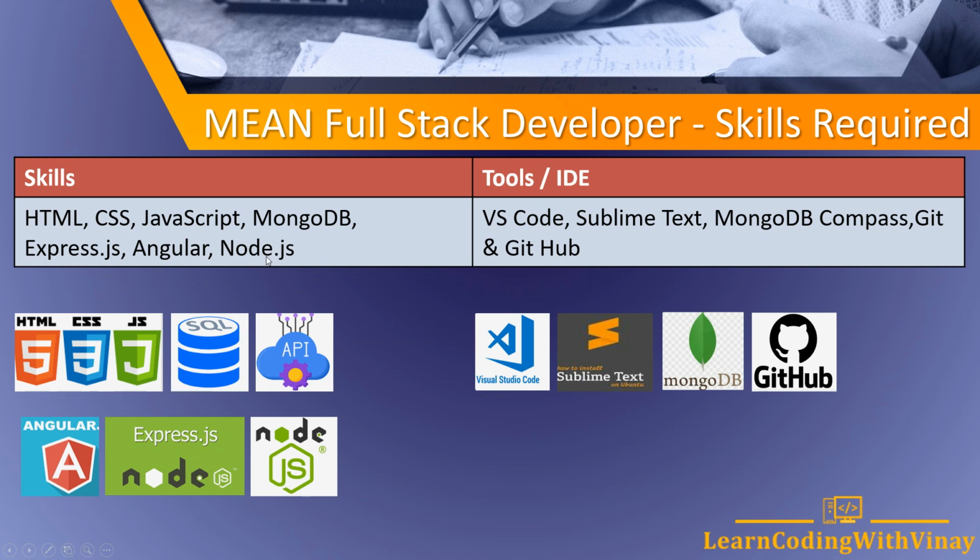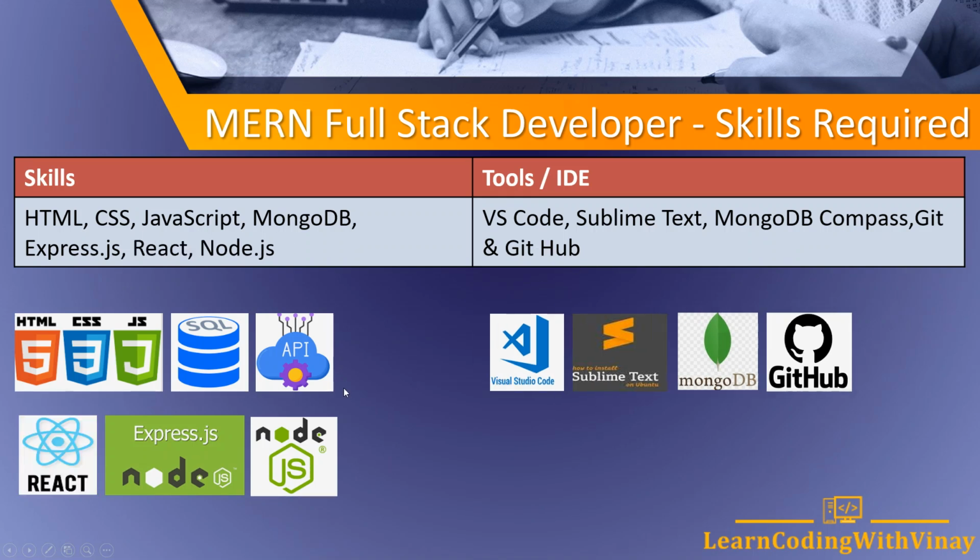Right. So if you want to become a MERN full stack developer, then you will have to learn HTML, CSS, JavaScript, and MongoDB, Express.js, Angular, and Node.js. Right. And tools you will be using on a day-to-day basis can be VS Code, Sublime Text, MongoDB Compass to deal with MongoDB, and Git and GitHub. Right. Let me move to next.